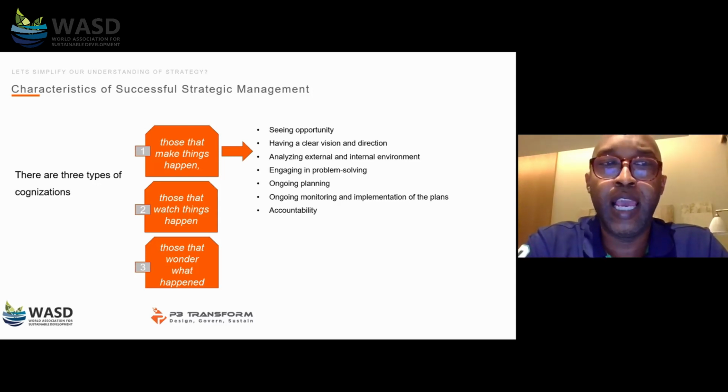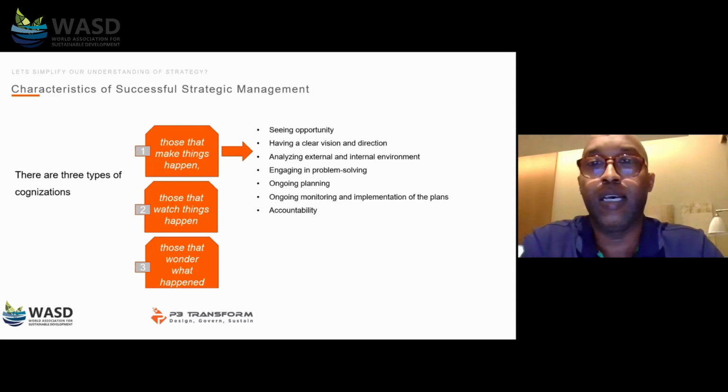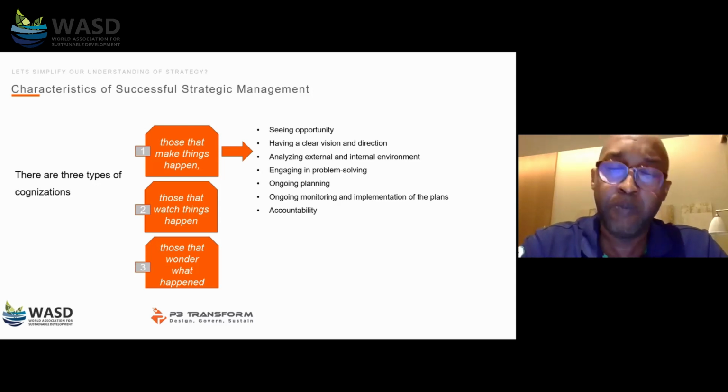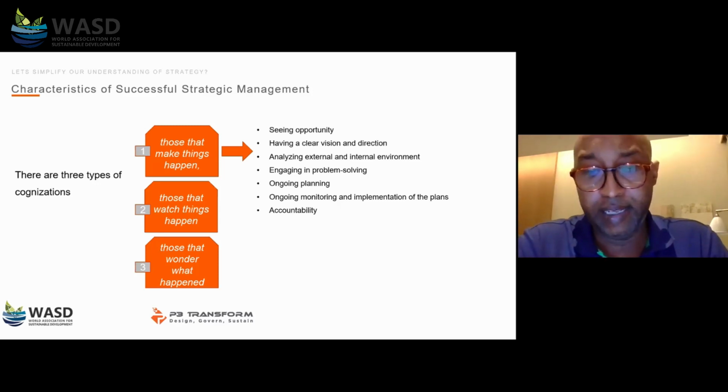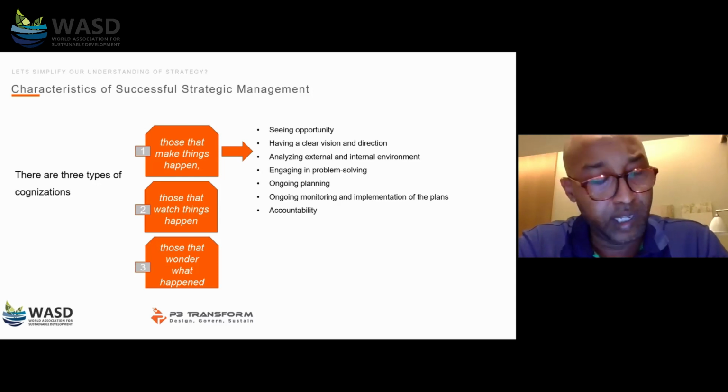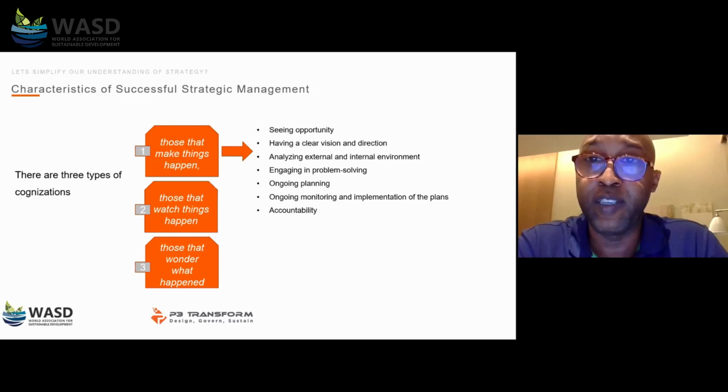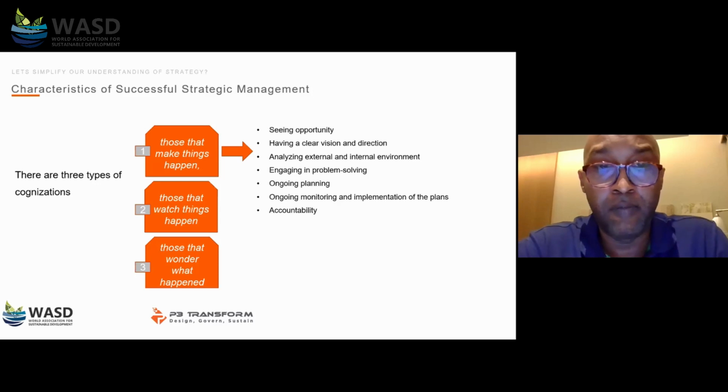In many cases, you stop an individual and ask, why are you doing this? Or why are you doing things the way you are doing them? You would be surprised at the percentage of individuals that wouldn't have a clear answer why they're doing what they're doing. The ability to analyze what's happening externally, outside the organization, is also quite critical. We see this now with COVID, where many organizations tried to respond to it.